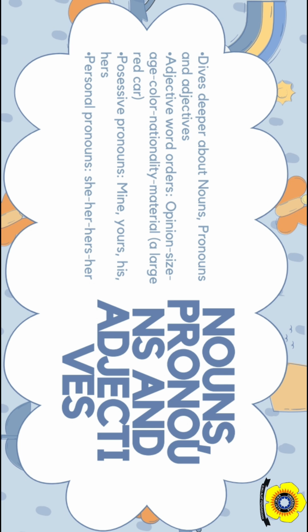Next chapter is about nouns, pronouns, and adjectives. This chapter dives deeper into nouns and pronouns and adjectives. This book said adjective word order is opinion, size, age, color, nationality, then material. For example, a large red car. This chapter mentioned possessive pronouns such as mine, yours, his, hers. It also mentioned personal pronouns she, her, hers.